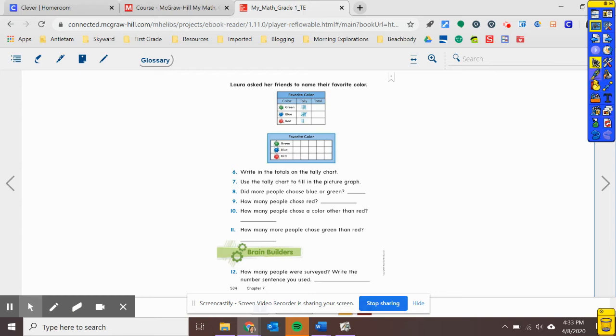All right, let's see here, first grade. It says Laura asked her friends to name their favorite color. So now we are looking at our tally chart. We have to write in the totals. How many people voted for green? How many people voted for blue? And how many people voted for red? I want you to fill in those totals by yourself and then we'll check it together.